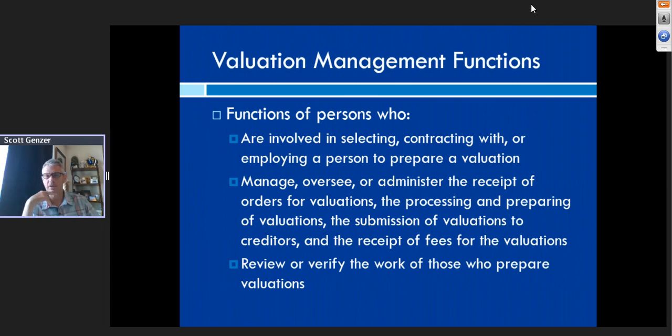That's my whole point about putting the independent appraiser out of business. Now I have to order it through a management company. And the management company is involved. They then select, contract with, and employ the people to do the appraisal, the valuation. All right. So then the appraiser goes out, does the valuation. They then submit it back to the management company. So they manage, oversee, and administer the receipt of the orders. And then they process and prepare the valuation and submit it back to the creditor. And then they bill the creditor, and I pay the AMC, and they take a nice chunk of change off the top, and then they pay the appraiser a much smaller fee.